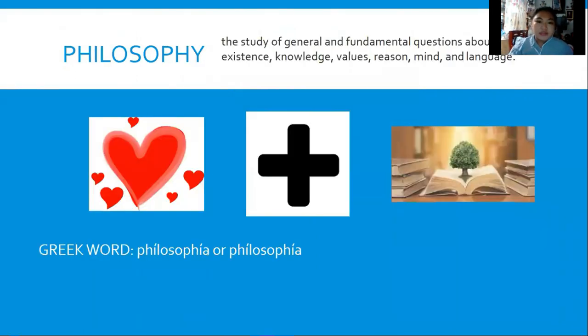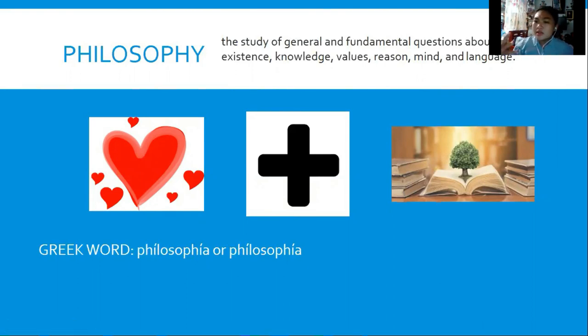So let's start with philosophy. What is philosophy? It is the study of general and fundamental questions about existence, knowledge, values, reason, mind, and language. Here we have a picture of a heart plus a book with a tree. That means philosophy is the love of knowledge, and the persons who love knowledge are called philosophers. Philosophy comes from the Greek word philosophia, which means love of knowledge.